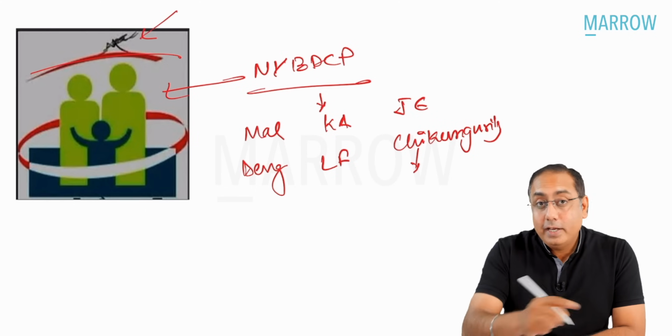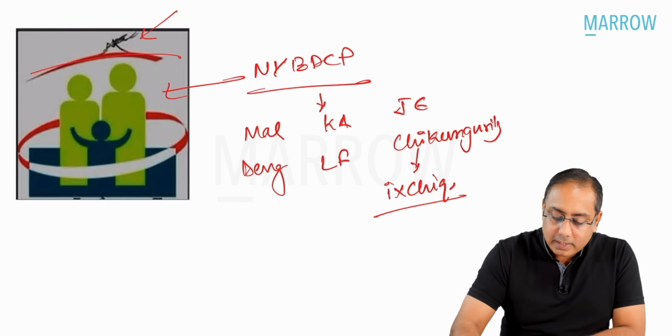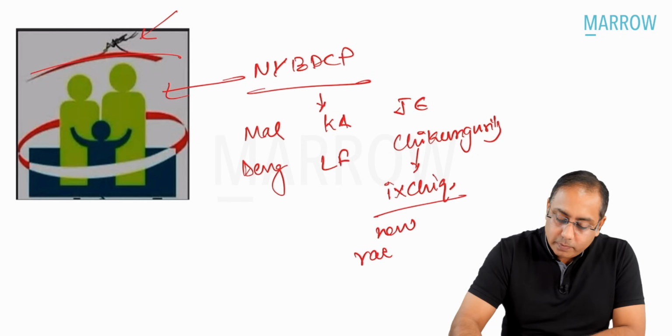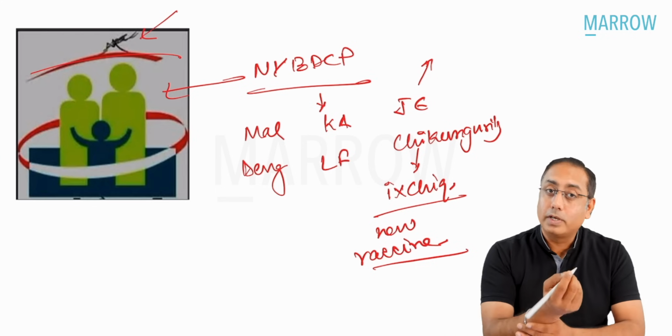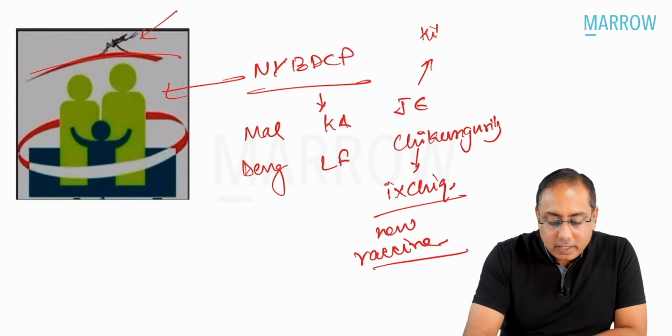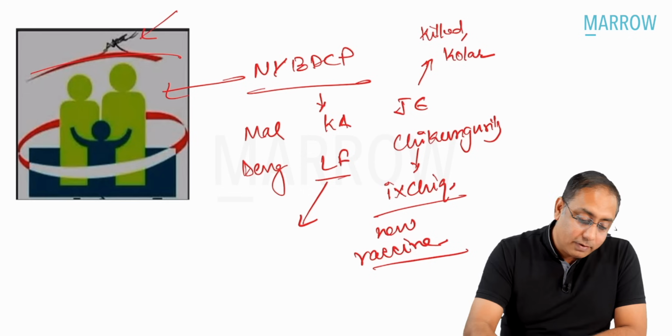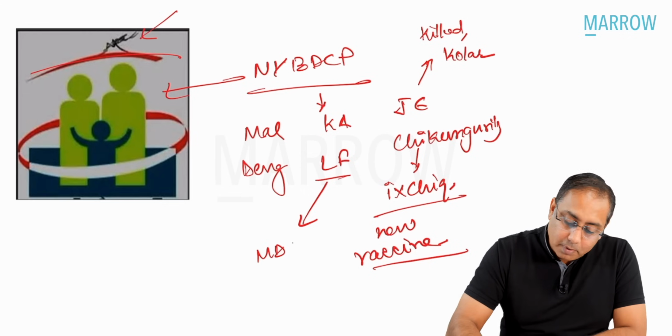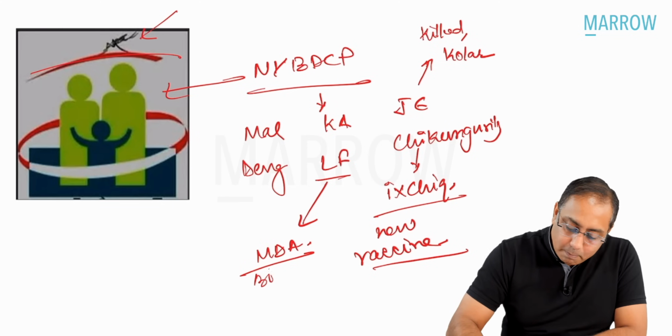For chikungunya, very recently we have a new vaccine. What is the name of the vaccine? Ixchiq vaccine. It's a new vaccine which is now available for chikungunya. For Japanese encephalitis, how do we prevent it? It is the killed vaccine, the Kolar strain killed vaccine. For lymphatic filariasis, how do we prevent it? By giving mass drug administration, which is given biannually.